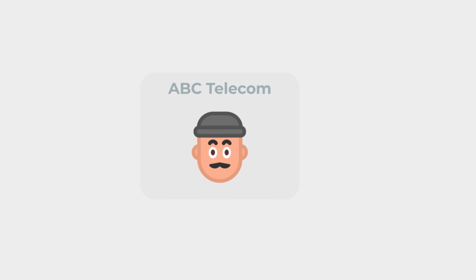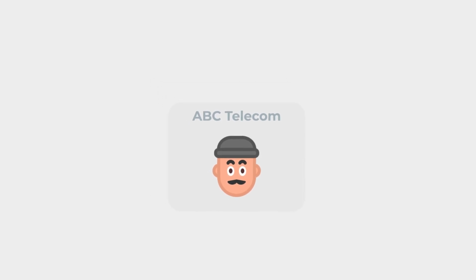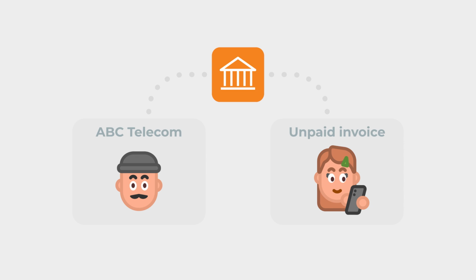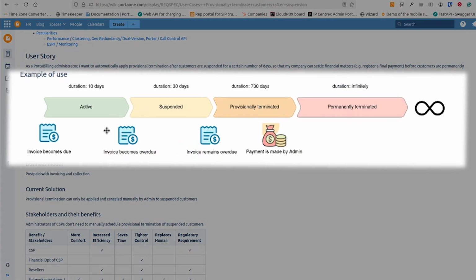Imagine this: you're managing a telecom service, and you want an automated way to handle unpaid invoices and customer suspensions in Porta Billing. To be more specific, you want your system to automatically apply provisional termination after a customer has been suspended for a specific number of days, so that your business can settle financial matters like registering a final payment before the account is terminated permanently.